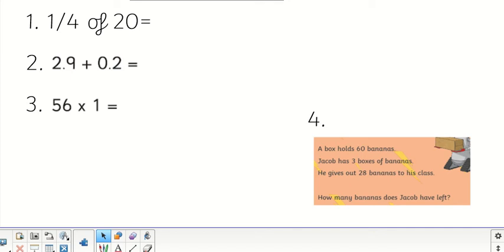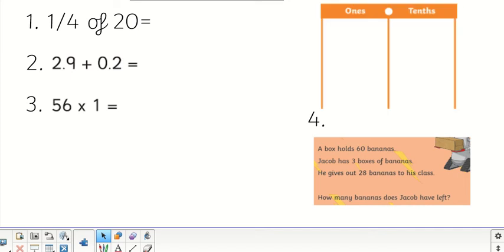Okay, now let's move on to question number 2. 2.9 and 0.2 equals. Now for this we can have a little bit of a recap about the decimal point and what is the other side of the decimal point. Now 2 and 0 are in the ones column.